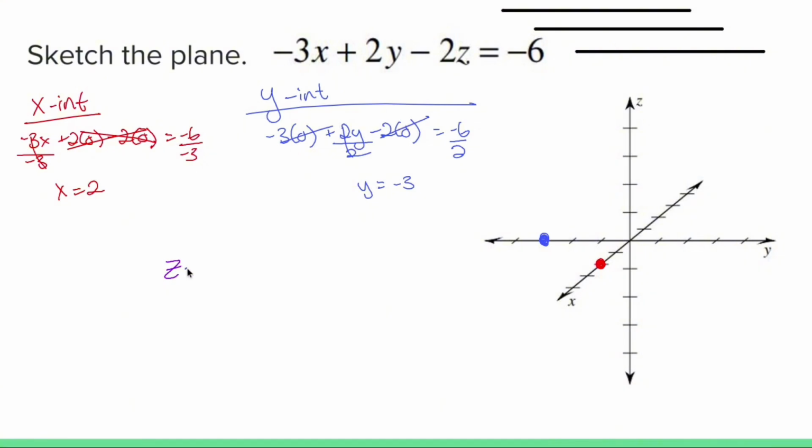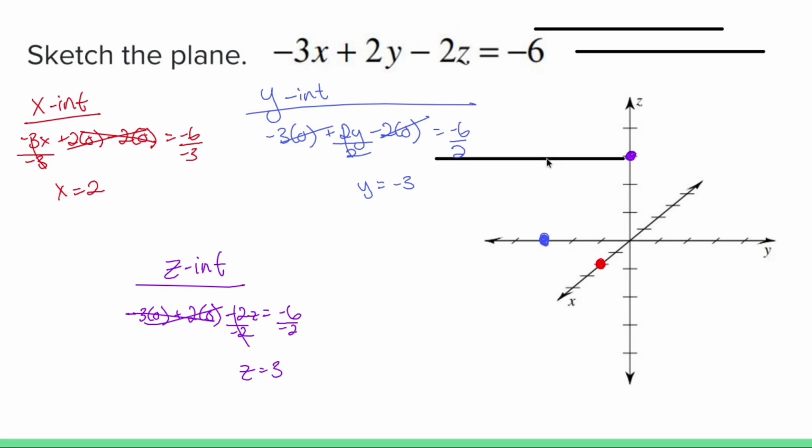Let's find our z-intercept. That's when you replace x and y with 0. So -3 times 0 plus 2 times 0 minus 2z equals -6. Divide both sides by negative 2, and my z-intercept is going to be positive 3. So here's positive 3 on the z-axis. All right, so I have my 3 dots. I'm going to connect the dots like so.